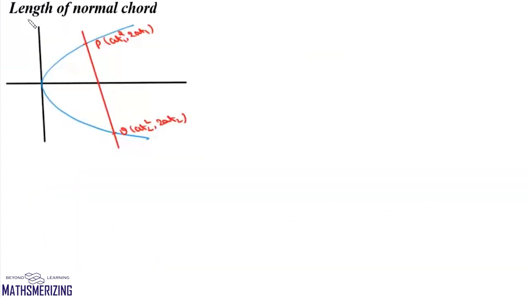So the condition that we'll get from here is the value of t1 into t2 should be equal to 2. Now here we need to find the length of the normal chord. Now suppose this PQ is a normal chord, which means we have drawn a normal at this point P which intersects this parabola again at this point Q. So we already know that the relationship between t1 and t2 is t2 equals minus t1 and minus 2 upon t1.